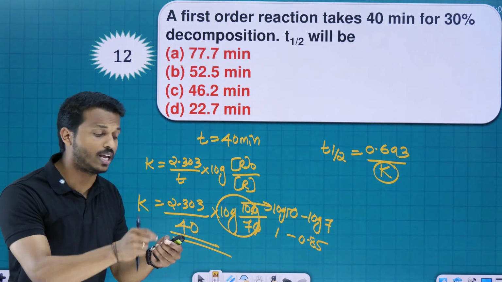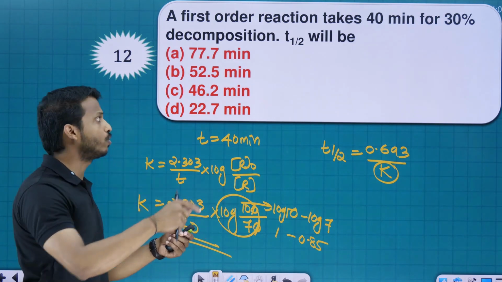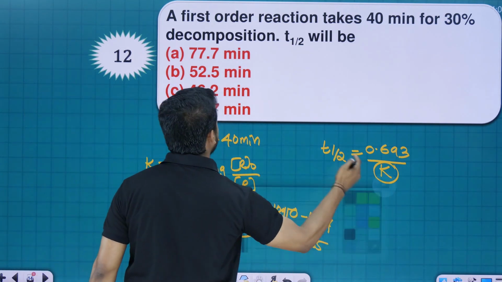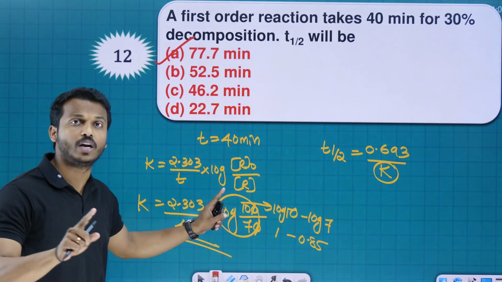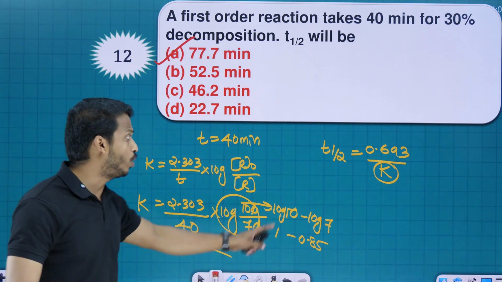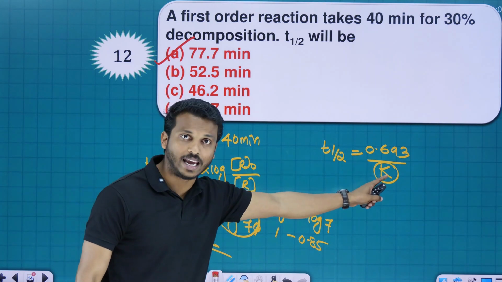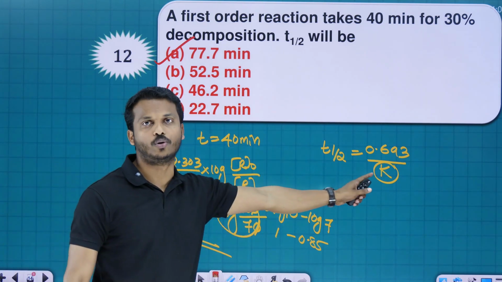Just pause the video here to calculate and cross-check the answer. You will get it around 77.7 minutes. It is already in minutes, so there is no need for any conversion. If you want to calculate half-life, we need K, so calculate K first and substitute here.